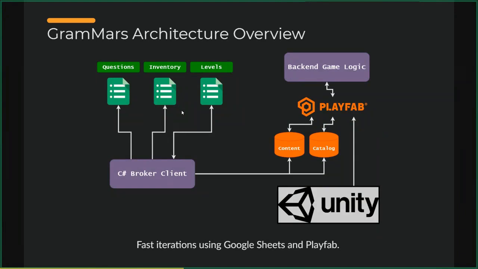Basically, I have the content. I define it in Google Sheets. I found that using Google Sheets, I can write the levels, the questions, and the inventory really quickly. Then I have a small C# broker client that pushes the changes from the Google Sheets into the PlayFab database. Then Unity just pulls whatever data is available in PlayFab to define the game content. And then there is a small backend game logic that is powered by PlayFab. I will go through each one of these parts in the demos after.